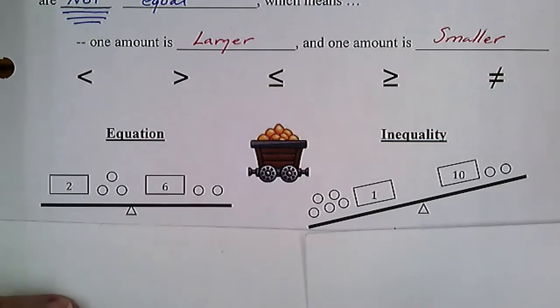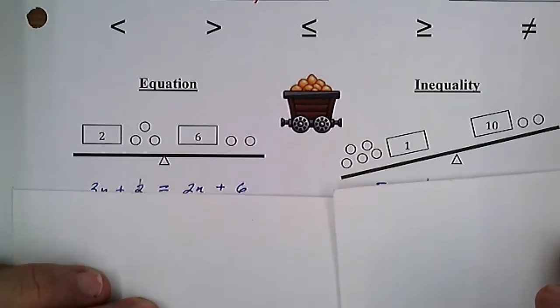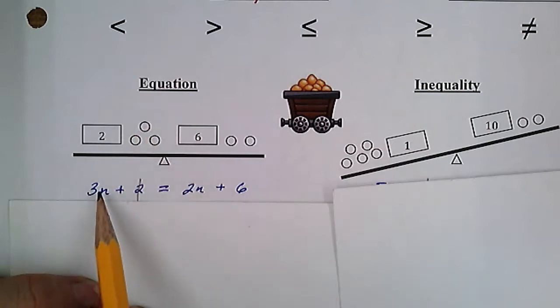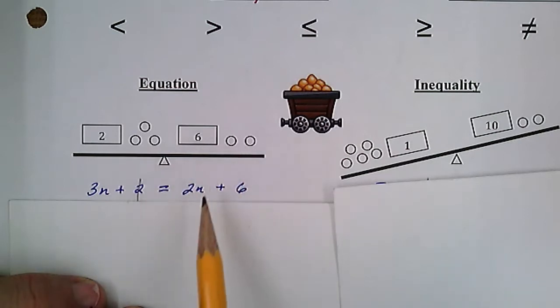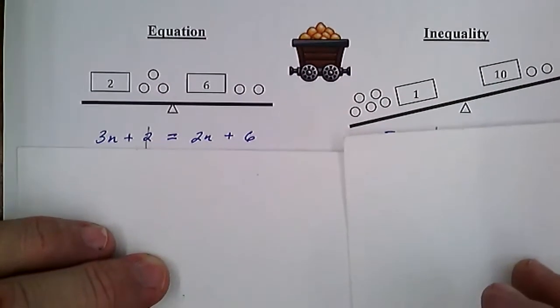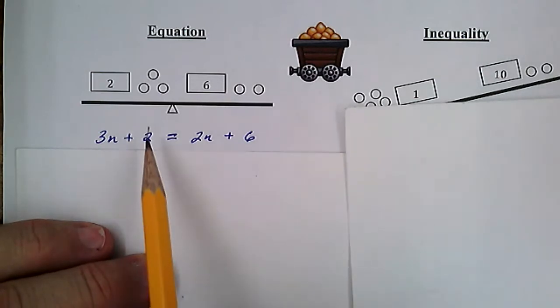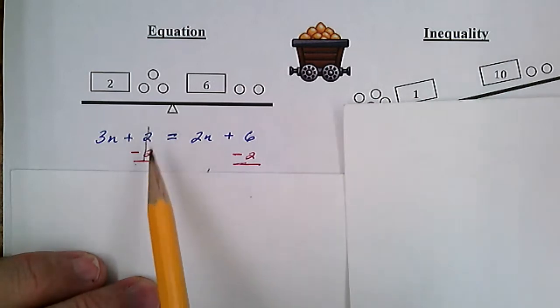Okay, so we'll go ahead and solve the equation. I'm going to take this equation and translate it into an algebraic equation. So we've got 3 gold nuggets, so 3n, and there's our plus 2. We know that it's balanced, so we're going to use an equal sign. And then we've got 2 nuggets plus 6. Now if we're going to solve this, we would just follow our basic equation steps. So the first thing I'm going to do is subtract 2 from both sides. So these cancel.